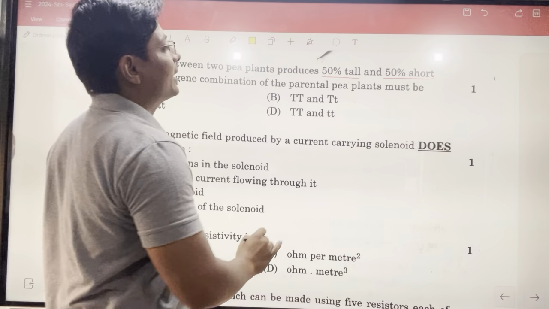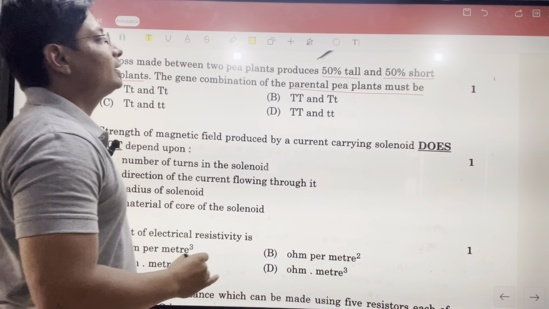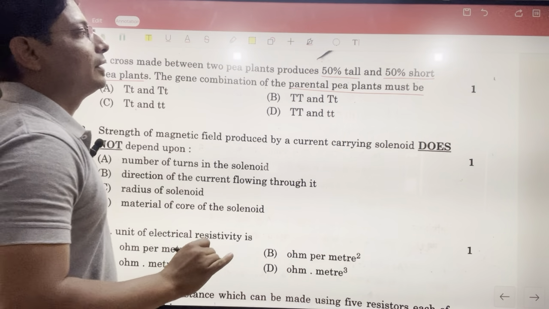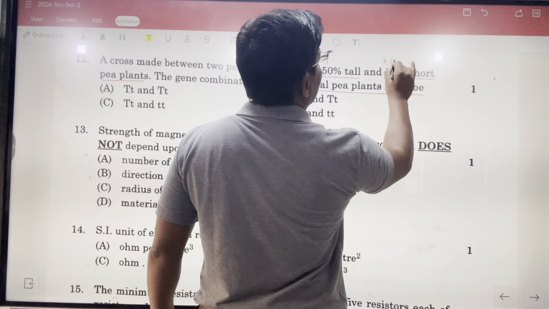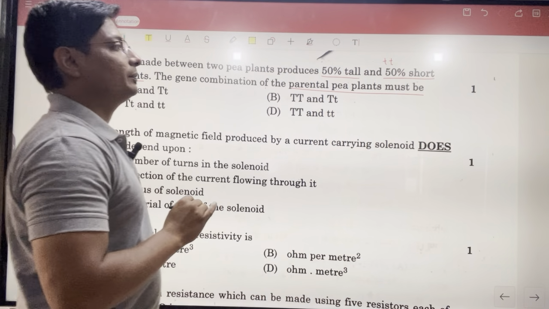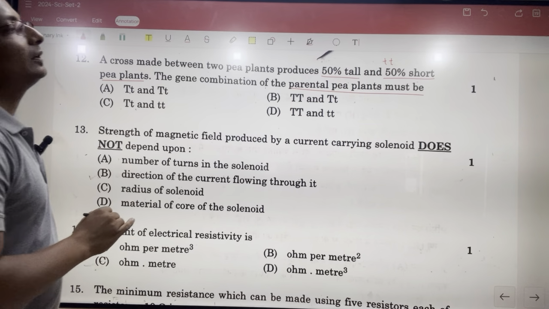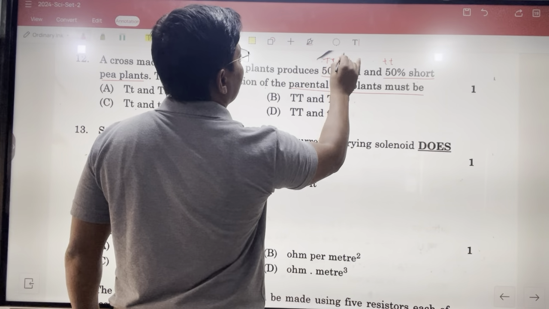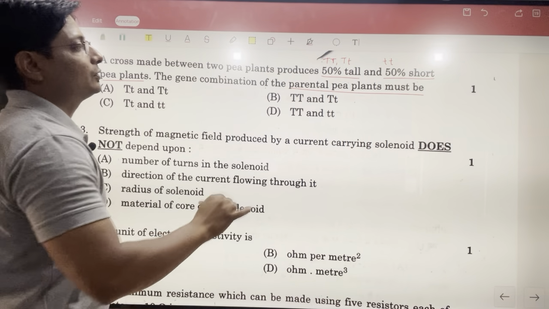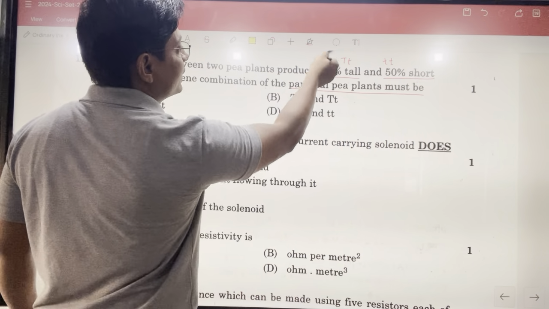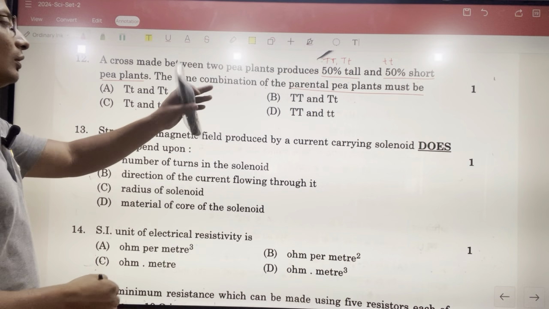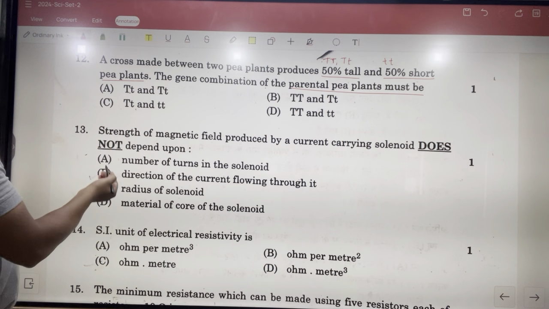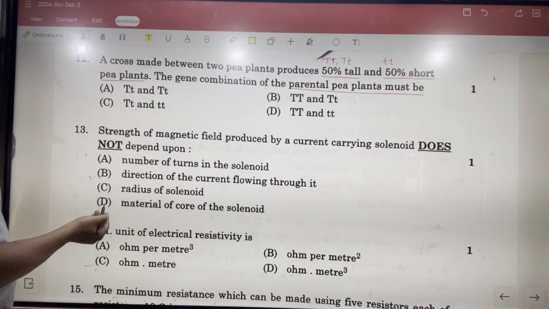Then a cross made between two pea plants produces 50% tall and 50% short pea plants. The gene combination of the parental pea plants must be. So here they want us to have 50% tall plants and 50% short plants. For the shorter, we should know that it has to have recessive genes, both should be recessive, then only it is possible. So here the combination can be TT or T and T. So we have to have 50-50, means there should be 50% short recessive type of combinations, and 50% tall combinations also must be available. So logically when you see, option C would be the appropriate, because this only will give.